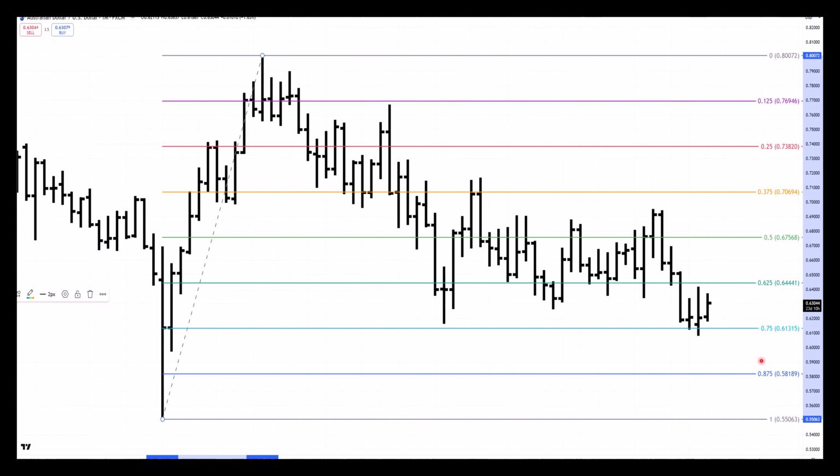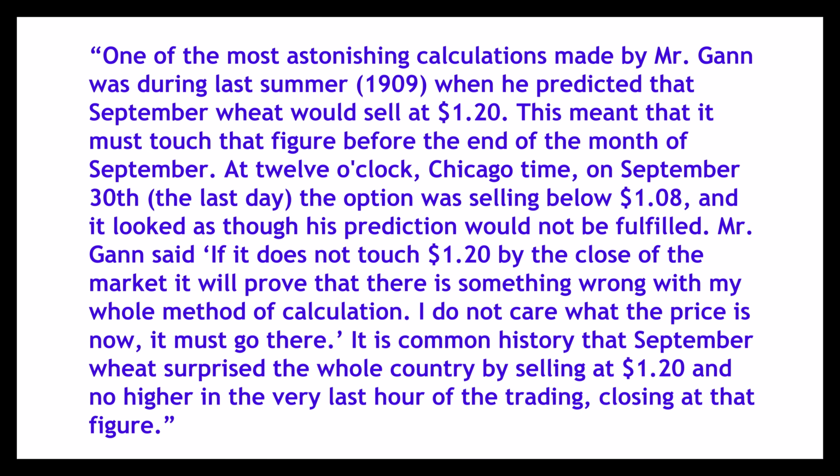But in order to be able to make that level of prediction consistently on a market, you had to have decoded that market to a very high level. So firstly, yes, Gann could make those calls. In fact, in the Ticker and Investment Digest article that I referenced earlier, there was this quote.